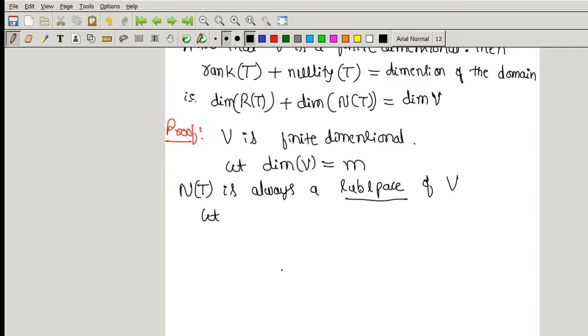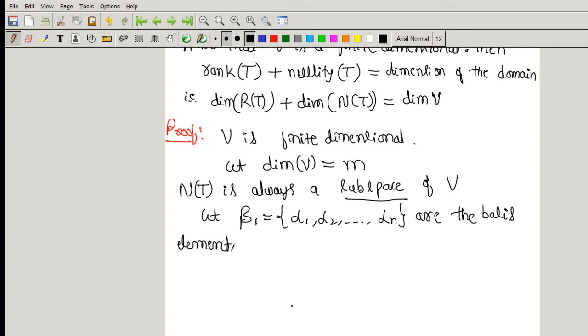This is a finite dimensional vector space and it has basis elements. Every finite dimensional vector space has a basis. So let beta 1 be the set alpha 1, alpha 2, and so on up to alpha n, which are the basis elements of N of T.